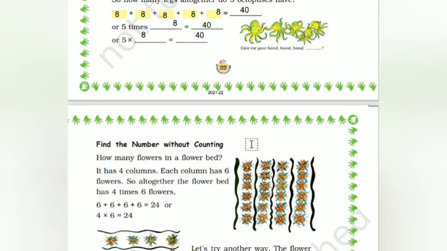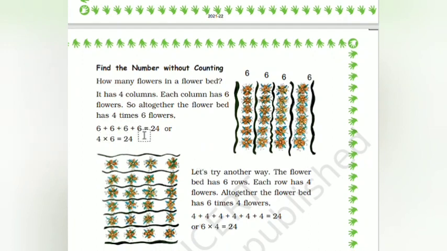Find the number without counting. How many flowers in a flower bed? How many are there? See here. Here it is 6. Here also 6. Each layer it is having how many? 6 it is having. See here 6. Here 6. Here also 6. Then 1, 2, 3, 4, 5, 6. Here also how many? 6. So 6 into 4 that is equal to 24, or 6 times 4 that is 6 plus 6 plus 6 plus 6 that is equal to 24.